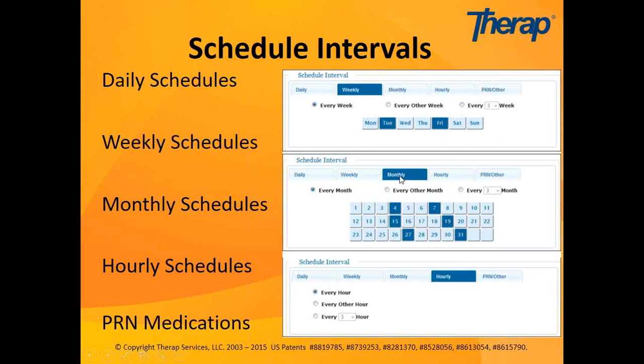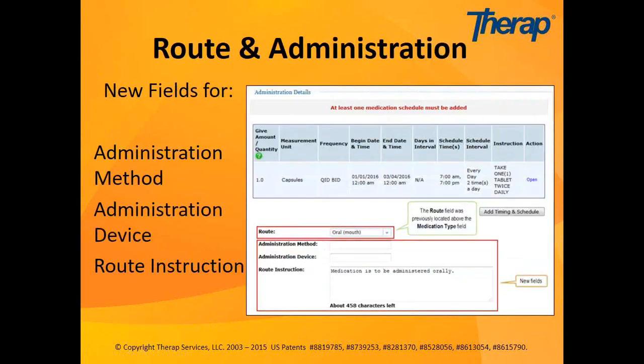If this is a monthly schedule, this is to be given 2 or 5 days a month. You can pick the days when it's to be given, and then you can do this every month, every other month, every third month, every 10th month, again, however you need to do this. And then you have an hourly schedule every hour, every other hour, every third hour, and you have a PRN or other schedule, so you can schedule this however often the PRNs are to be given.